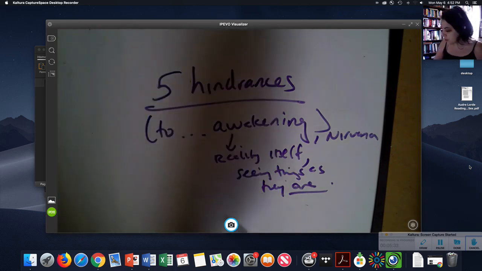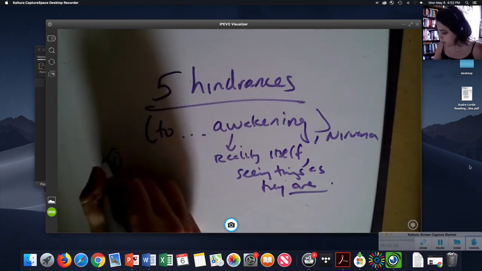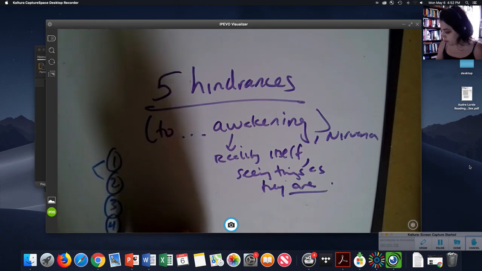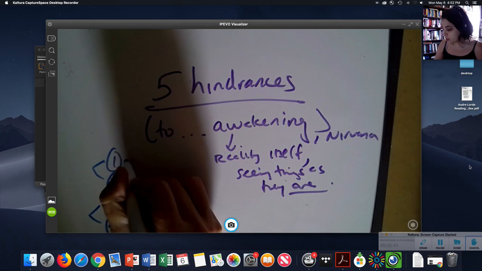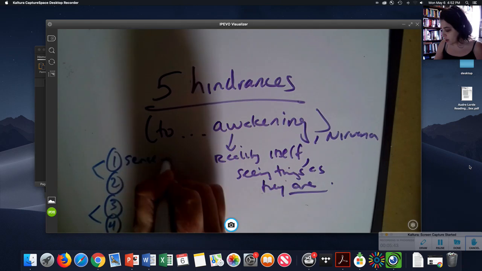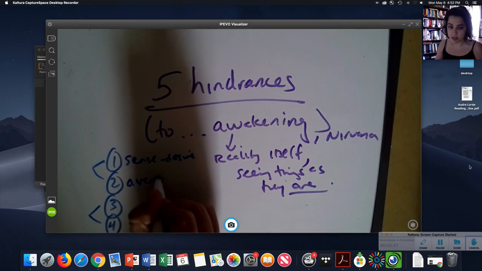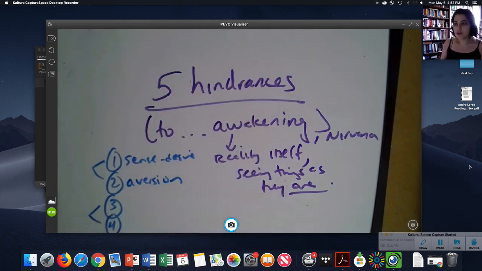The hindrances, there's 5 of them, and they come in pairs. So 1 and 2 are paired together, 3 and 4 are paired together, and then 5 is on its own. The first and second are sense desire, and in the text this is anger, but we translate that as aversion. It's a broader term. Sense desire says, this experience is okay, but it would be better if. Sense desire wants to add something to the experience, to enhance it somehow.